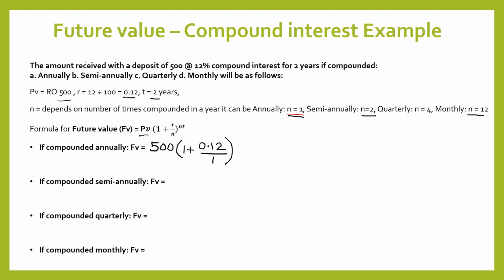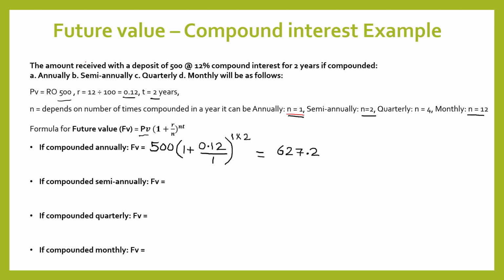Now nt is what here? My nt in the first one is n is 1 time t is 2. So 1 multiplied by 2, my power is 2. Now take this on the calculator. When you take this on the calculator and type 500 into bracket 1 plus 0.12 divided by 1 bracket close power of 2, we will get the answer. The answer for this will come to 627.2. So this is the value if the interest is compounded annually.